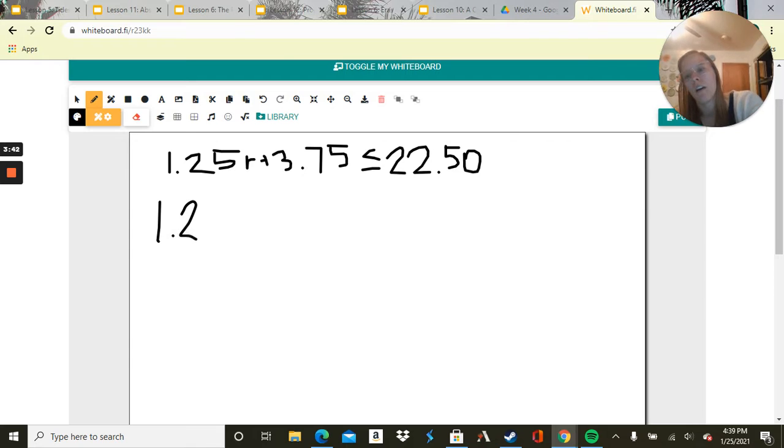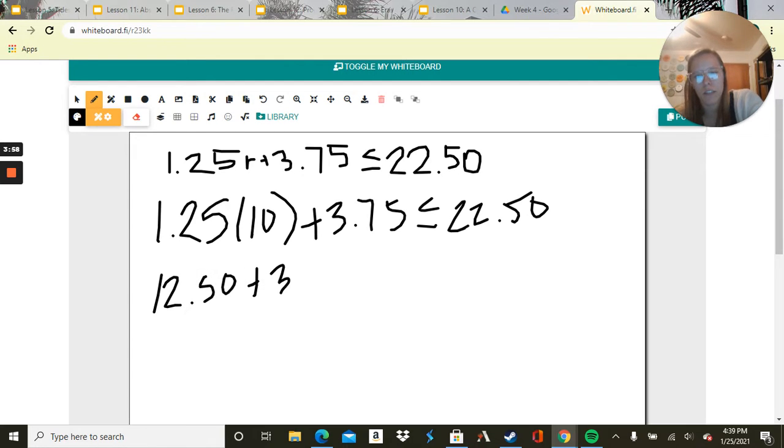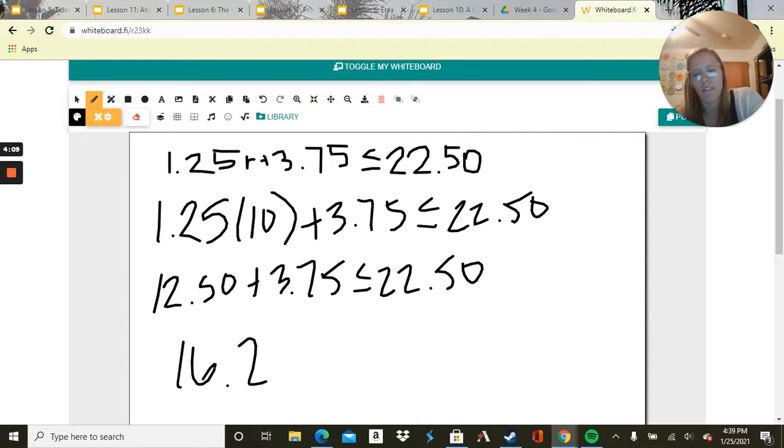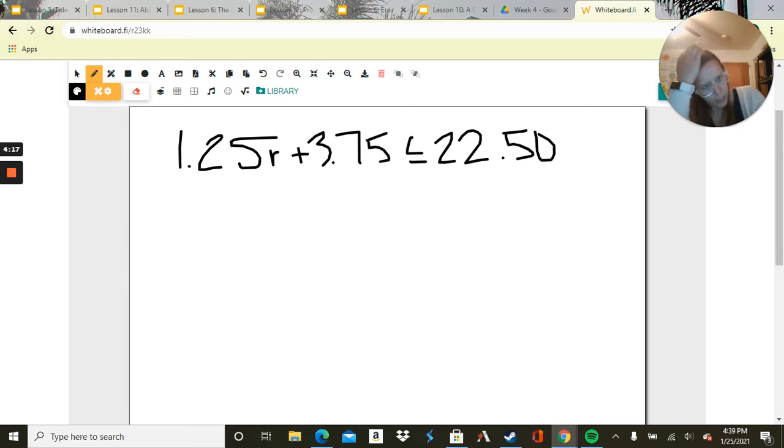Okay? So now he wants to find out if he can buy 10 tickets. So we're going to take 1.25 times 10, because that's the number of tickets, plus $3.75. It's less than or equal to $22.50. So 1.25 times 10 is going to be $12.50 plus $3.75 is less than or equal to $22.50. $12.50 plus $3.75 is going to give us $16.25, which is less than or equal to $22.50. That's correct.